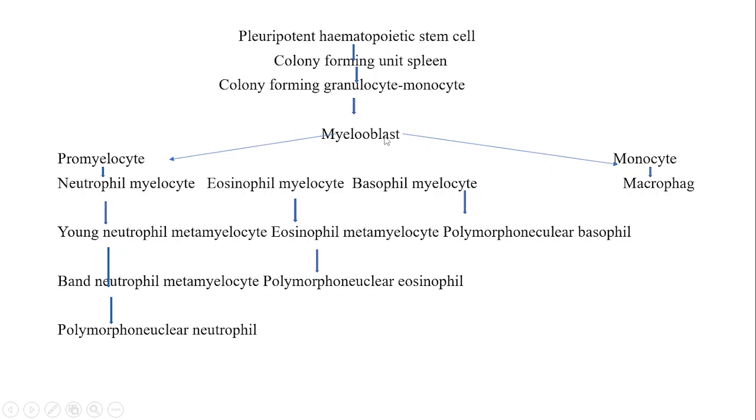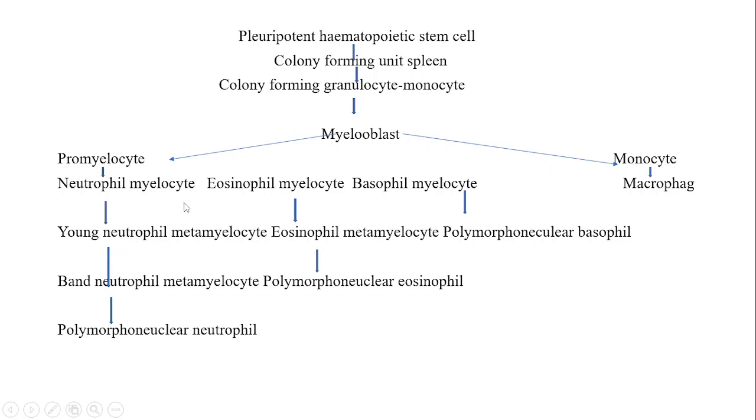Blast means immature cells. From this stage they will differentiate into two different categories. First one is promyelocyte and second one is monocyte. From the monocyte the macrophage will be produced, and from promyelocyte they can be differentiated into three types of granulocyte: neutrophil myelocyte, eosinophil myelocyte, and basophil myelocyte.